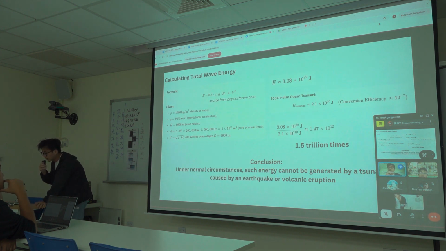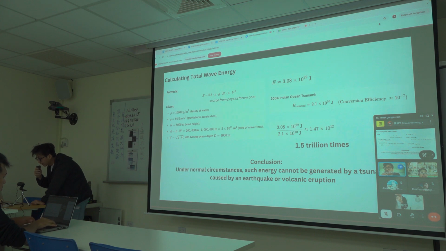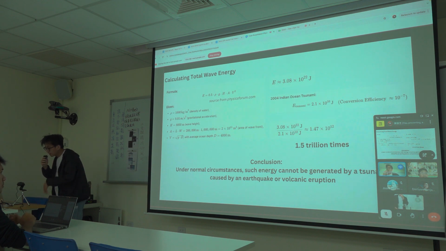To calculate the total wave energy, I know that last week one group did this topic before and they used a different formula. They calculated using kinetic energy and potential energy, but I found one formula which is simpler than the last group's. I collected it from a physics forum. The formula is 1 over 2 times B G H A V squared. By putting the numbers into it, we get the energy as 3.08 multiplied by 10 to the power 22. But one of the largest tsunamis in history, in the Indian Ocean, was 2.1 multiplied by 10 to the power 10. The ratio is 1.5 trillion times. It's impossible to generate this kind of energy.